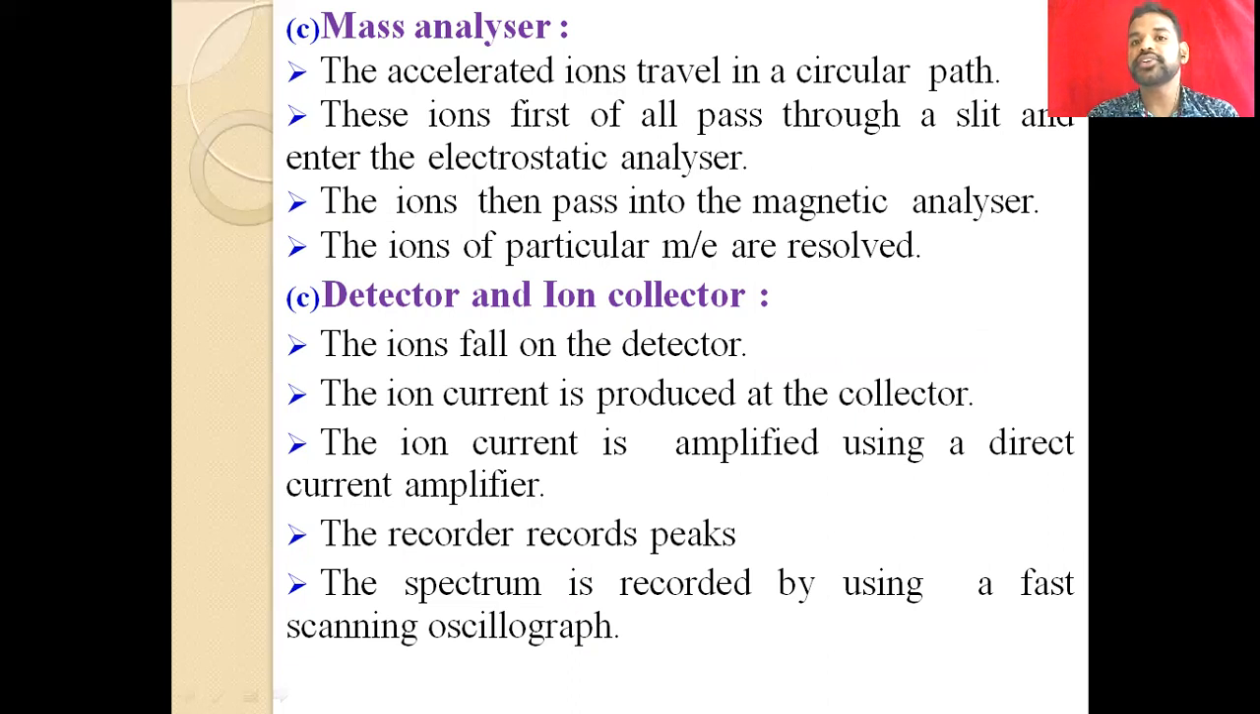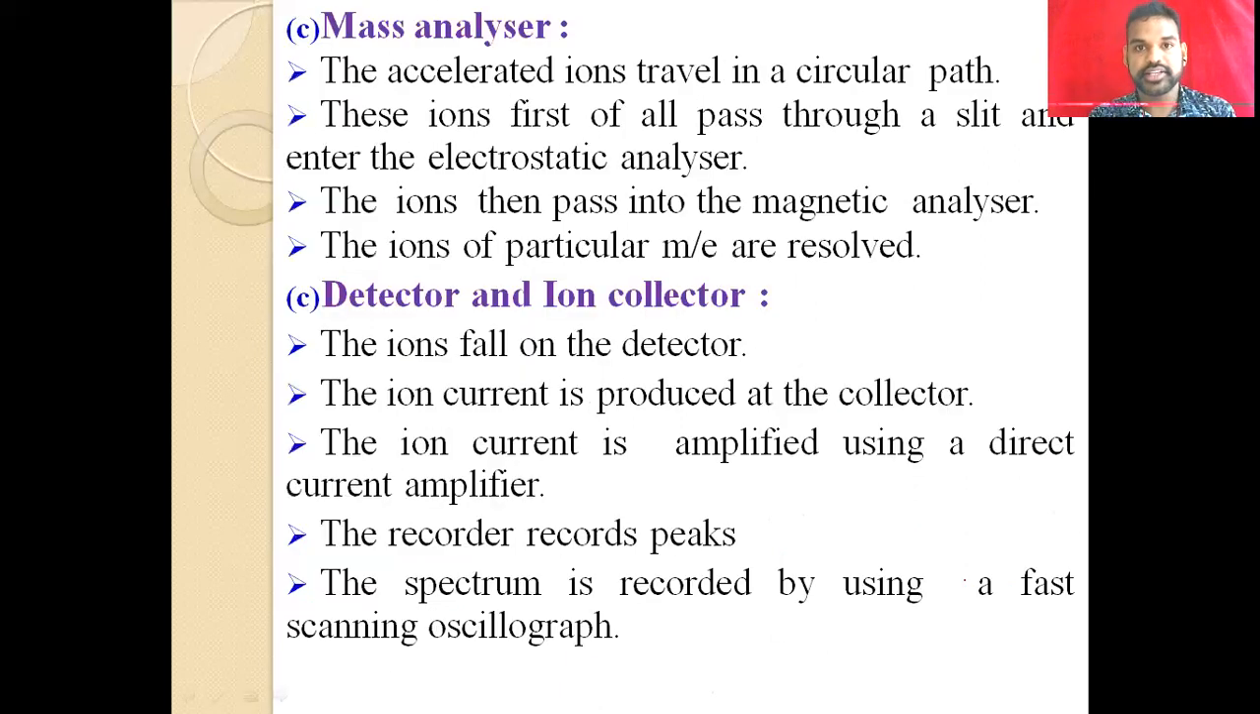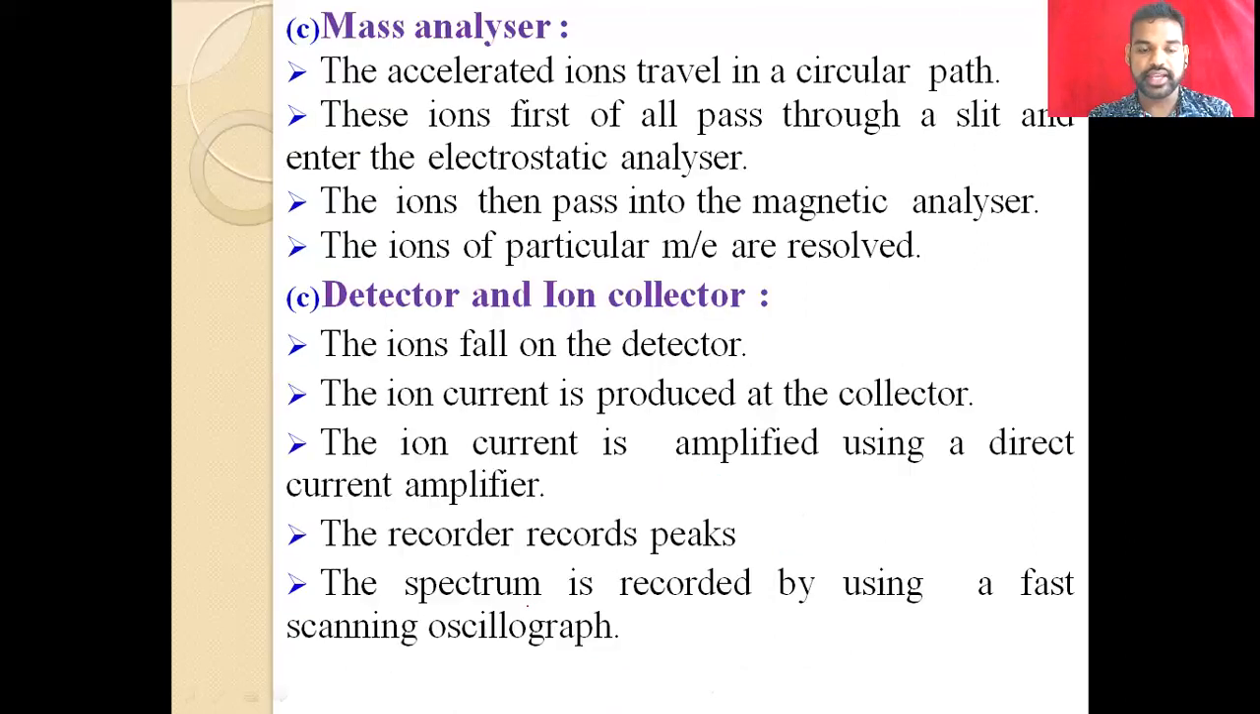The accelerated ions travel in a circular path, as I said. You can see in the diagram, it is a circular path. The ions first pass through the slit and enter the electrostatic analyzer. So after the production of ions, they pass through the slit and enter the electrostatic analyzer.